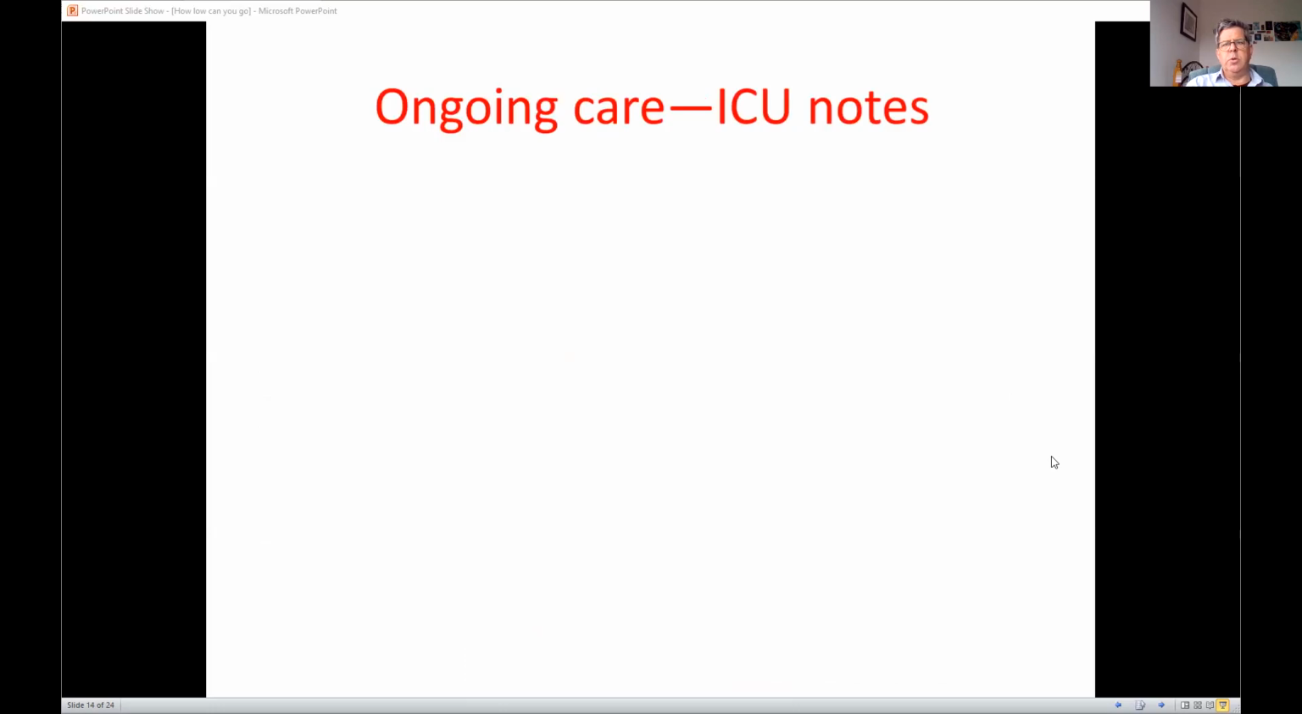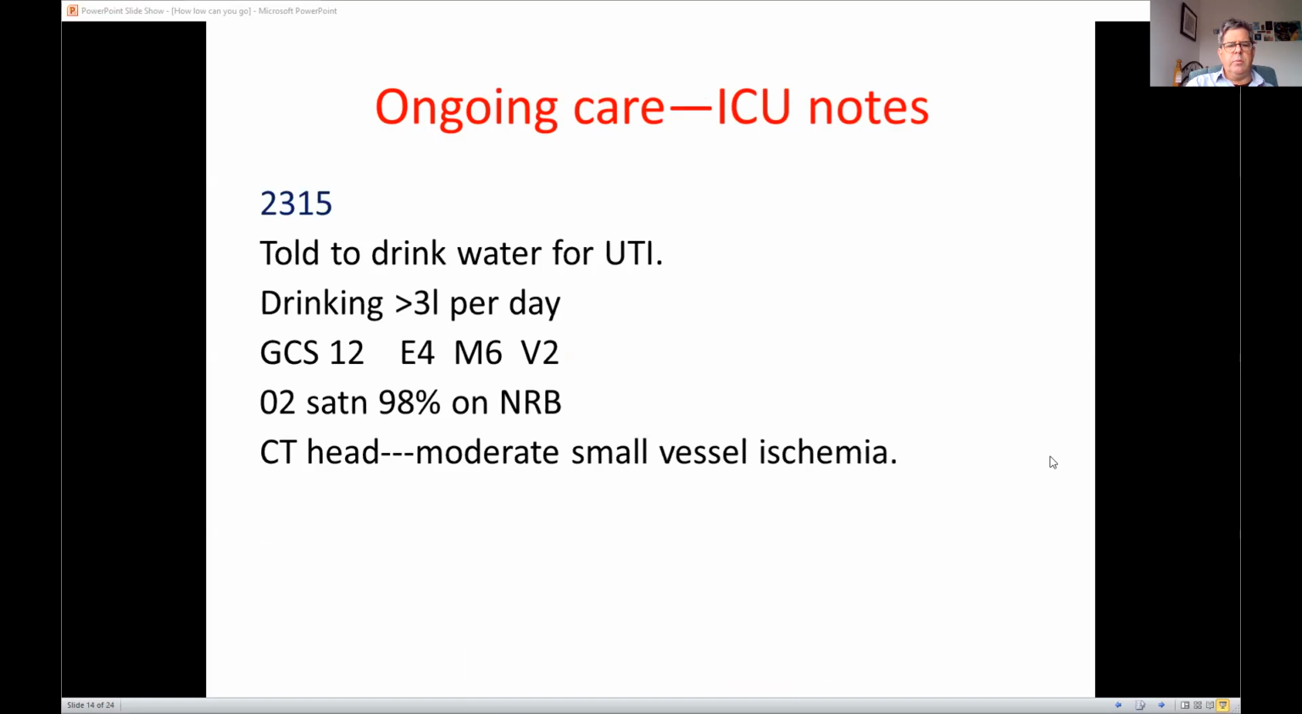What happens in ICU? Well, there's a little bit more history that was gained, and they drilled down about the urinary tract infection. She's been drinking a lot of water, probably 4 to 5 liters a day for the last few days.